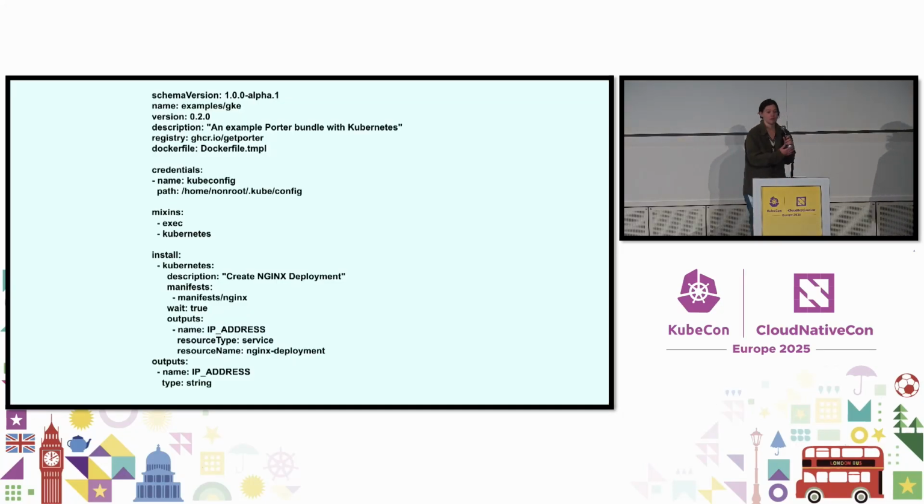This is an example of a Porter bundle, which you'll notice is in YAML like everything else in our ecosystem. So you can use Porter to pull credentials from either your local machine, environment variables, Vault, or Azure Key Vault. You can also have it read from a local file or a file on your host machine.